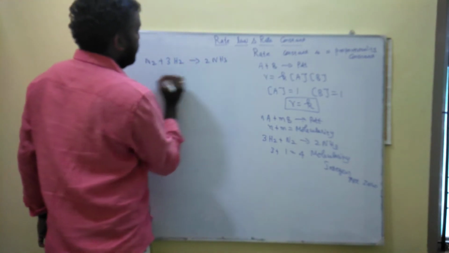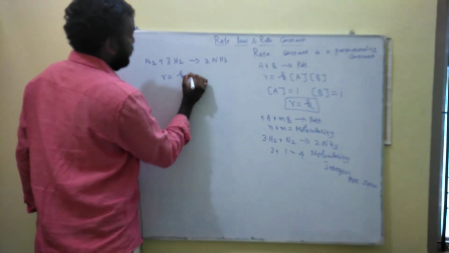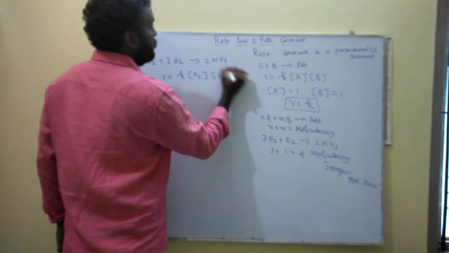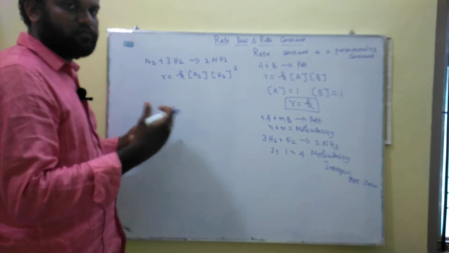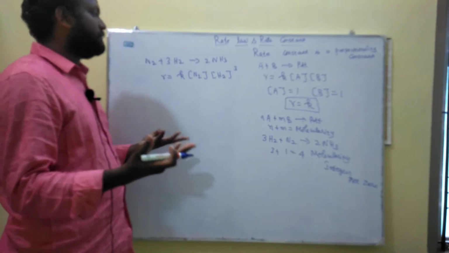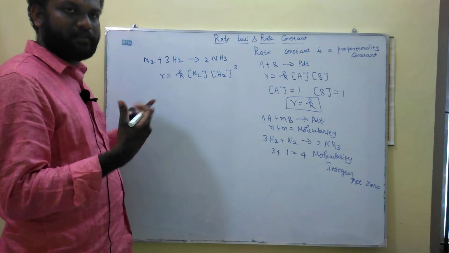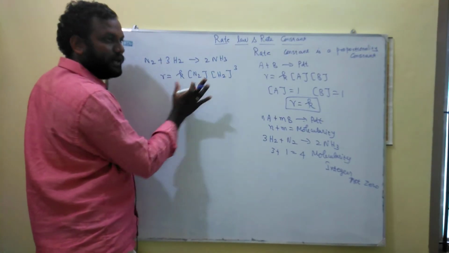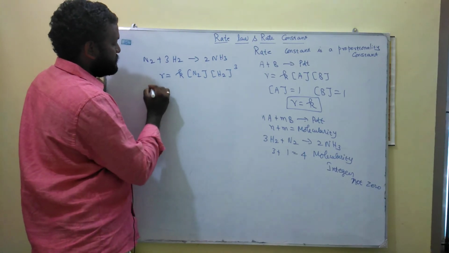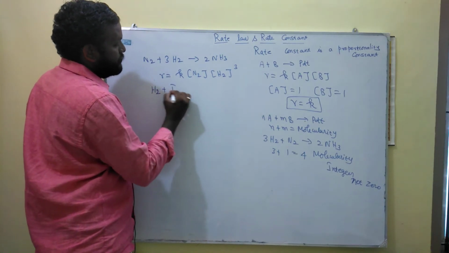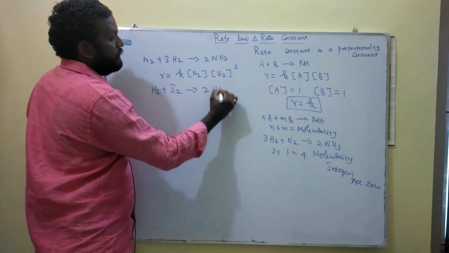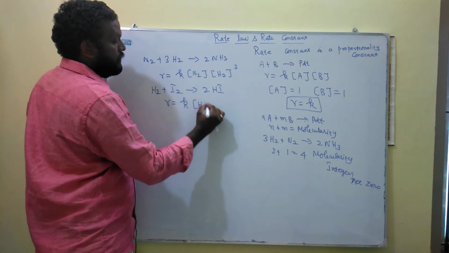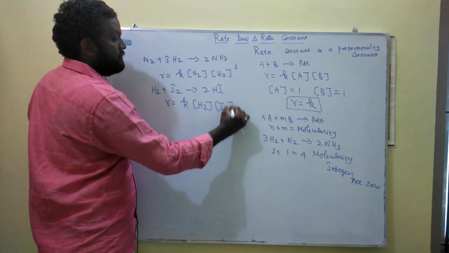We can write the rate law as R is equal to K into the concentration of N2, concentration of H2 the whole cube. The order may be 4 or less. That we can find only from the experimental data. So I just wrote how to write a rate law expression. Suppose you consider H2 plus I2 gives 2HI. Here the rate law expression is R equal to K into concentration of H2 into concentration of I2.